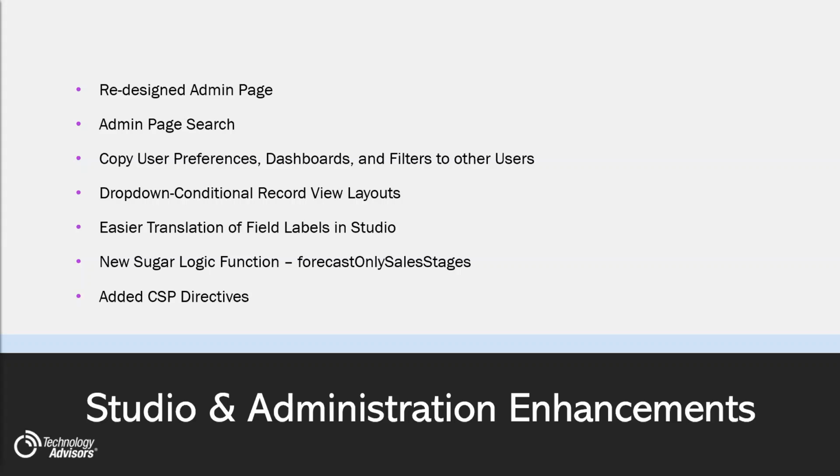We then have a new functionality, drop-down conditional record view layouts. So the example that comes to mind at the top of my mind would be accounts of different types, let's say customers and prospects. You can have totally different fields depending on which type of account you are looking at. And we'll see that in just a little bit. It's now easier to translate your field labels in the studio. It actually shows you a comparison language when you're doing that. And I'll show that in just a minute.